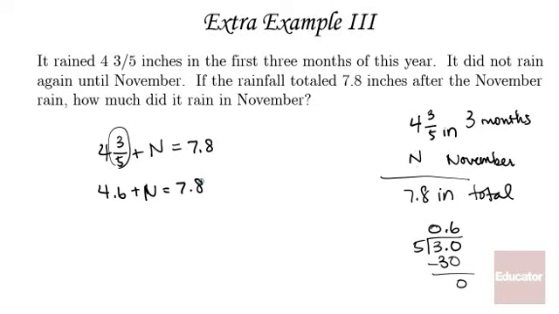Now to solve, I'm going to take the opposite of adding 4.6 and subtract 4.6. N equals 8 minus 6 is 2, and 7 minus 4 is 3. So in November, the amount of rain was 3.2 inches.